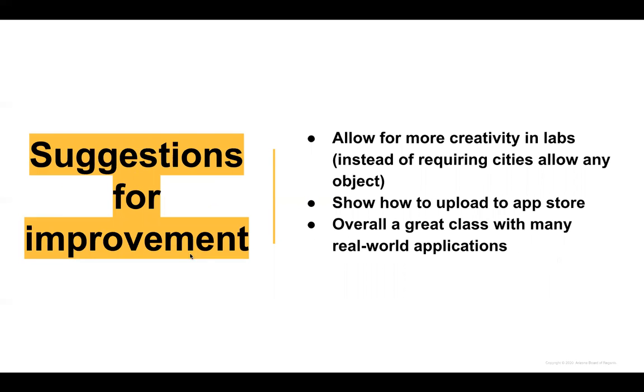A few suggestions I have for improvement for the class and the project. I would say possibly allow for more creativity in labs. What I mean by that is, maybe instead of requiring a city table view, maybe allow the students to use their imagination and come up with any object that would be more applicable to their own life, or maybe something that they want to build.